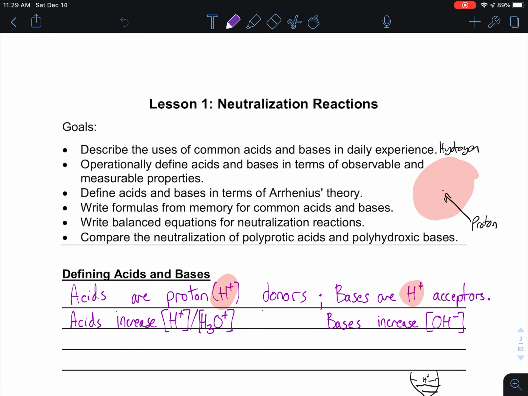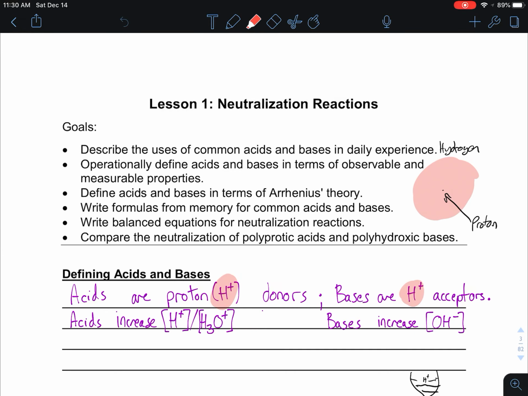All right, welcome everybody. This is lesson 1 of the acid-base unit. We're just going to do really brief here. There's not much to talk about, but we're going to be talking about acids and bases, some of the common acids, common bases. A lot of this you'll just have to review from the booklet yourself.